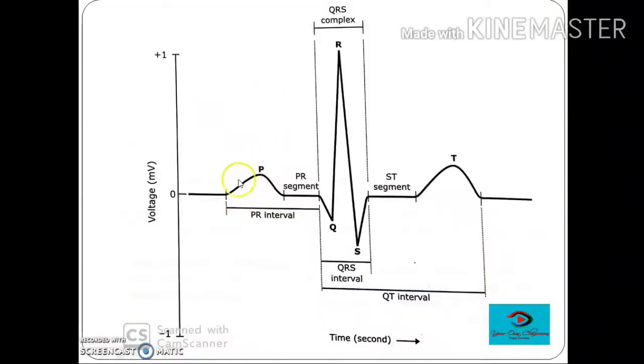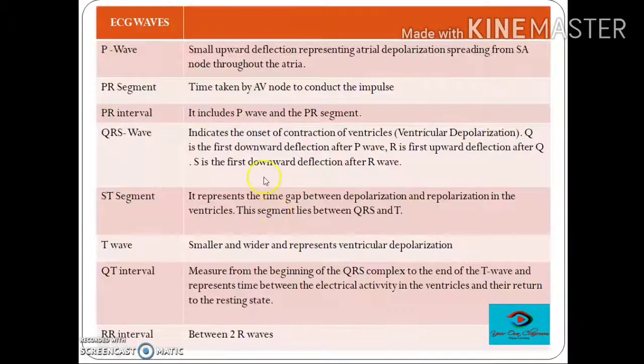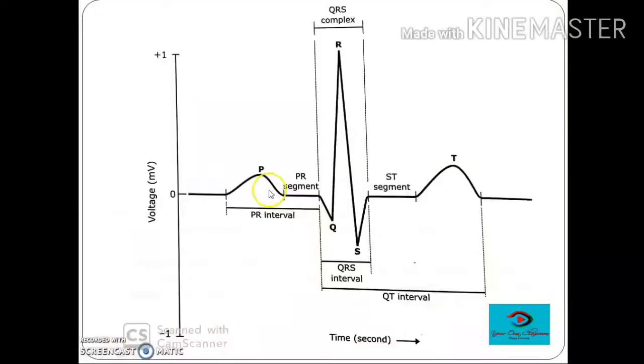So the P wave denotes atrial contraction when the SA node generates the impulse, and the PR segment indicates the time when the AV node generates the impulse. And then there is the PR interval, which includes the P wave and PR segment.